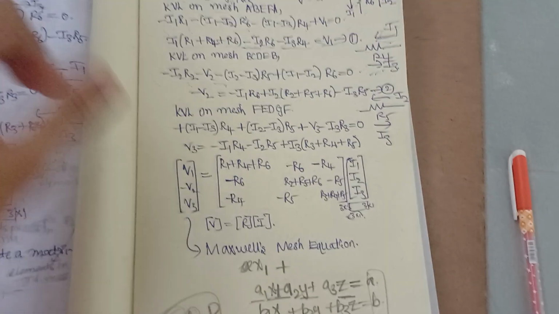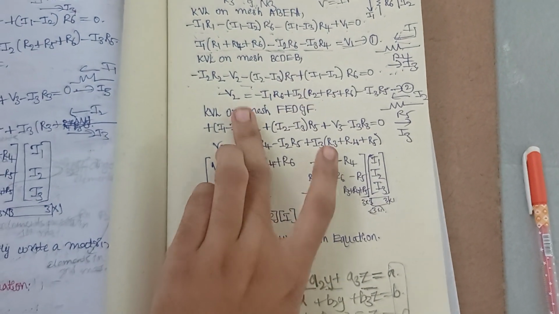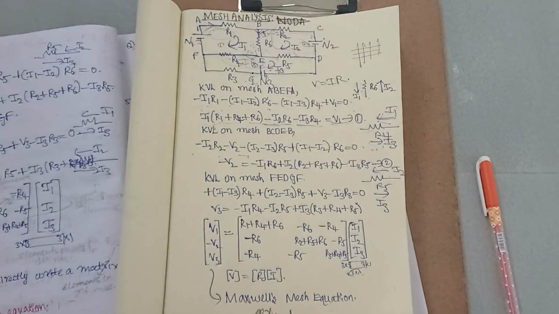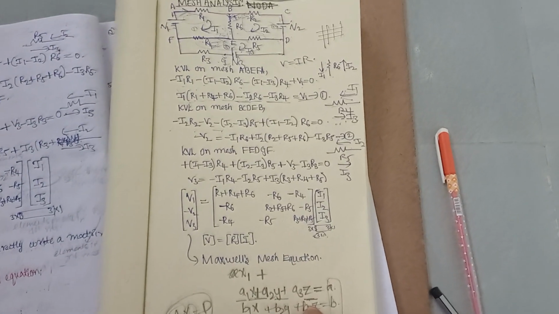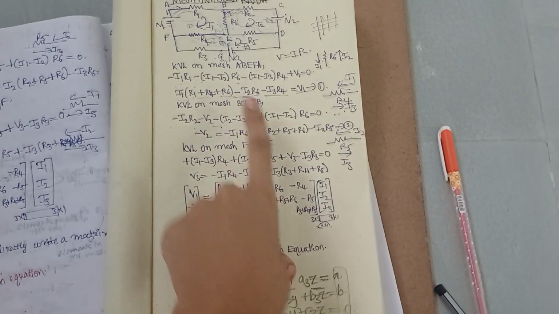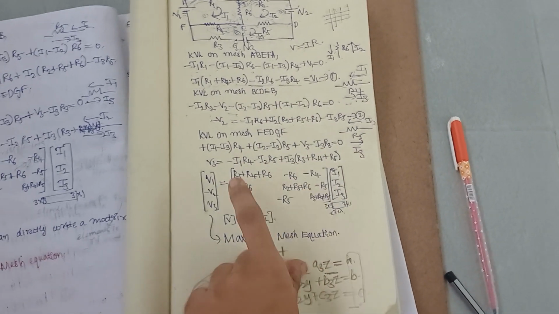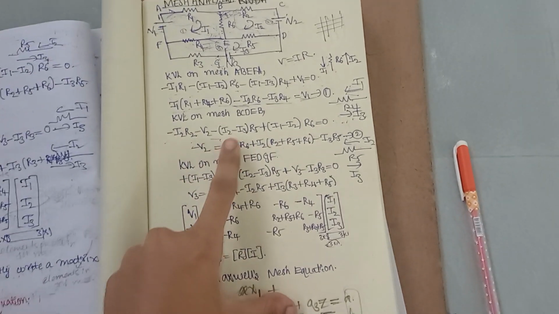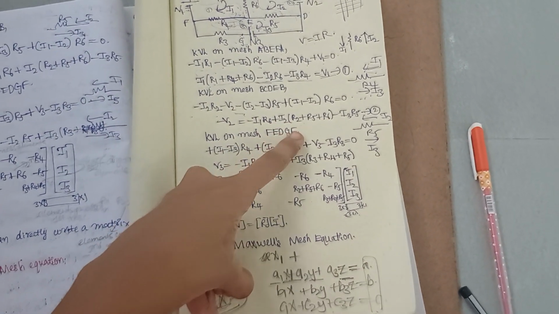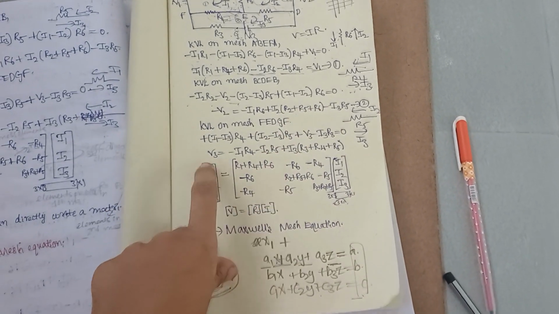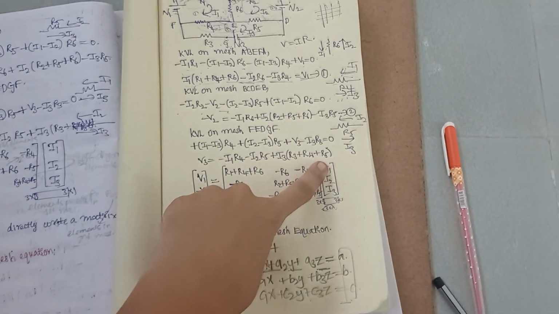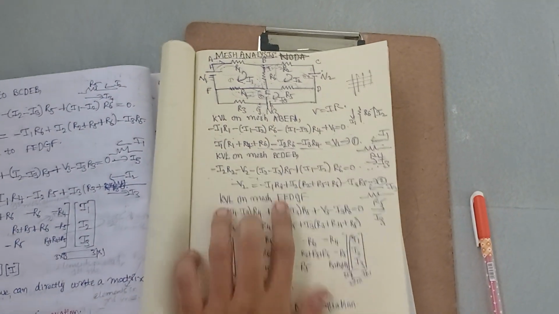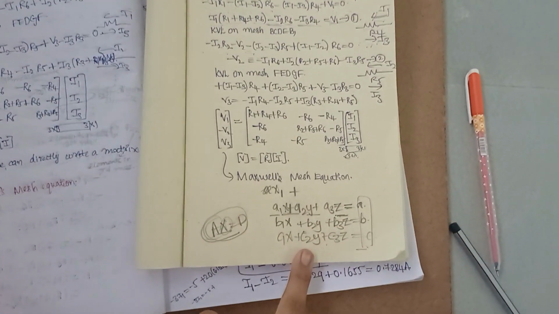Okay, now since your constants here are V1, minus V2, and V3, you place them here, and the coefficients, since it is in the form of a1x plus a2y plus a3z, here your coefficients will be R1 plus R4 plus R6, here minus R6, and here minus R4. In the same way, for equation 2 we have minus R6, R2 plus R5 plus R6, and then minus R5, and for equation 3, minus R4, minus R5, and then R3 plus R4 plus R5. And the unknown values here are your currents, right? So I1, I2, I3. Just simply compare this with this.